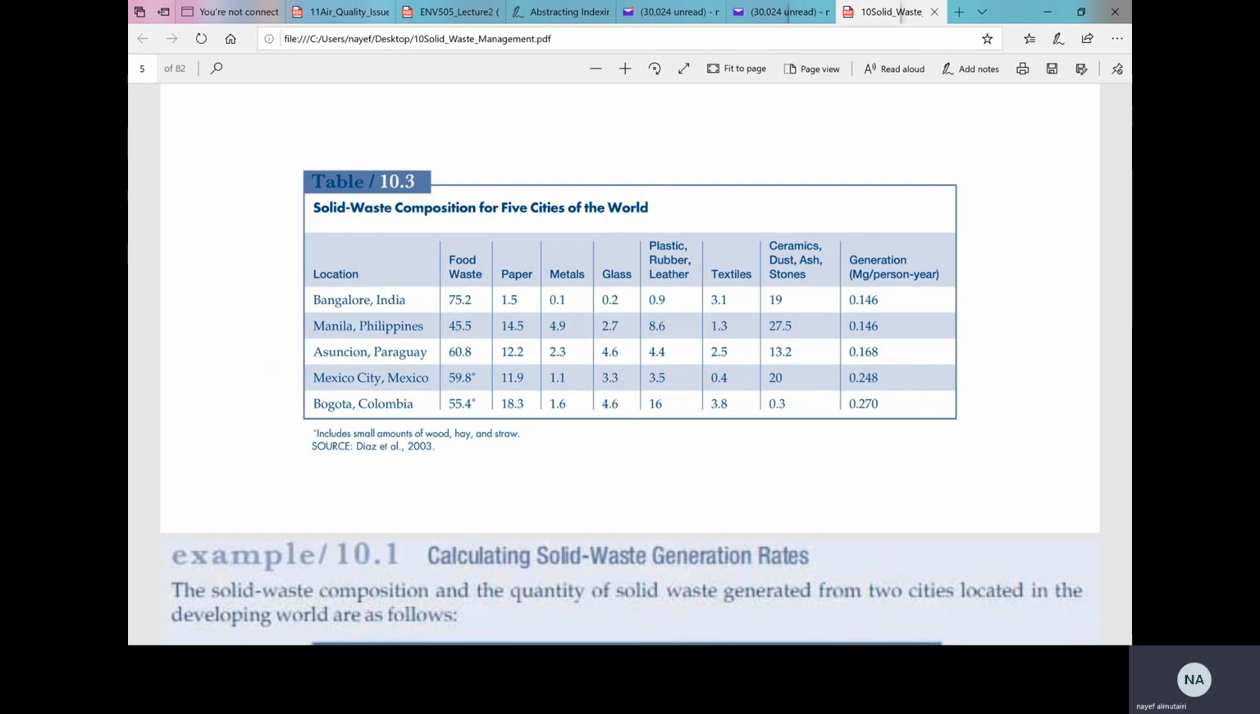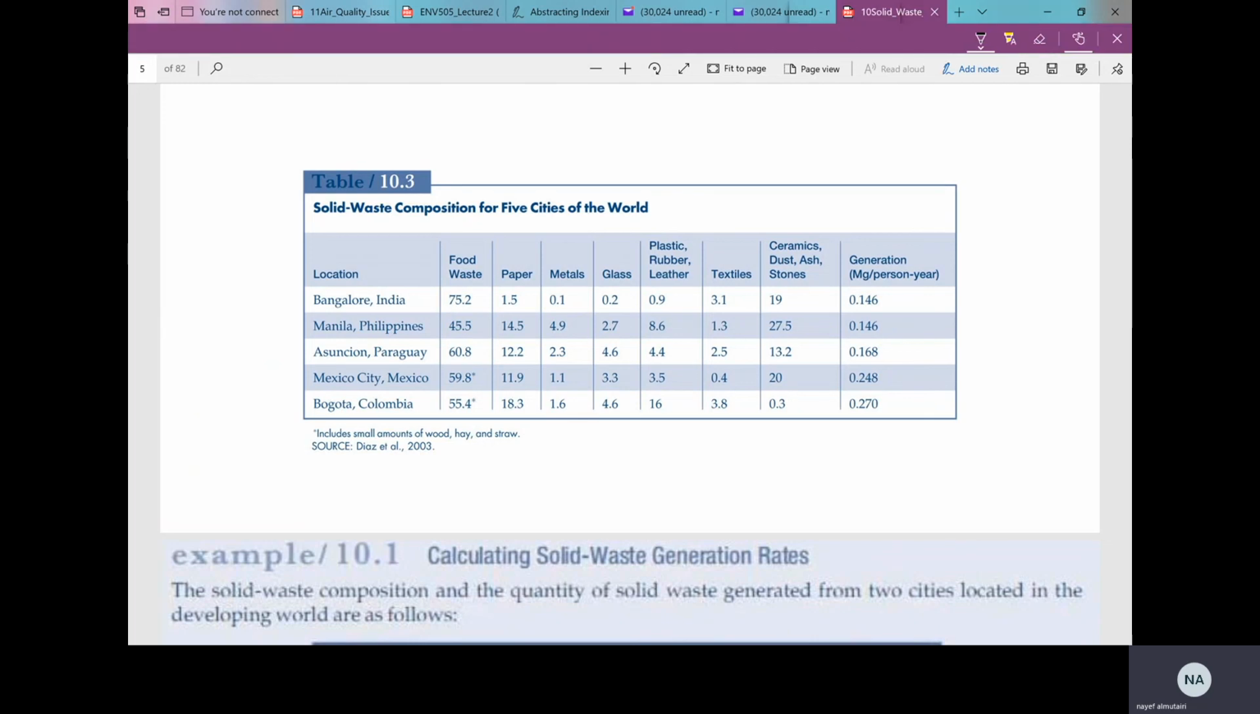Okay, so remember I gave you this in the quiz, and I might give it back. I still think that people do not know how to read the table. If I tell you which location has a high food waste disposal in solid waste, of course you would see India, Bangalore.